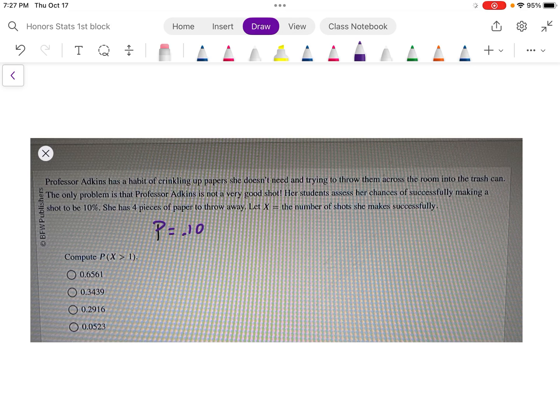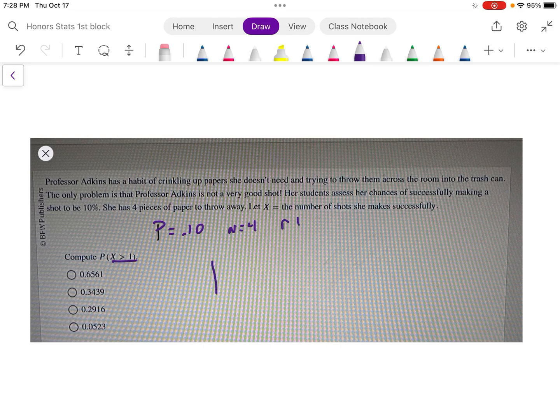Okay, so probably 10. We did a total of 4 shots, and eventually they're going to ask us that R is 1. Now, here's the crazy one.